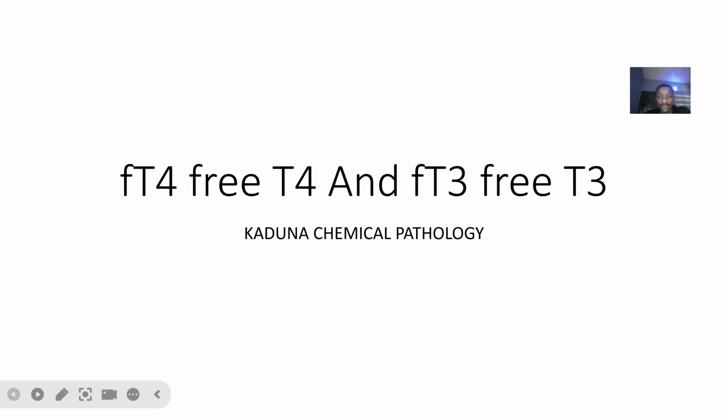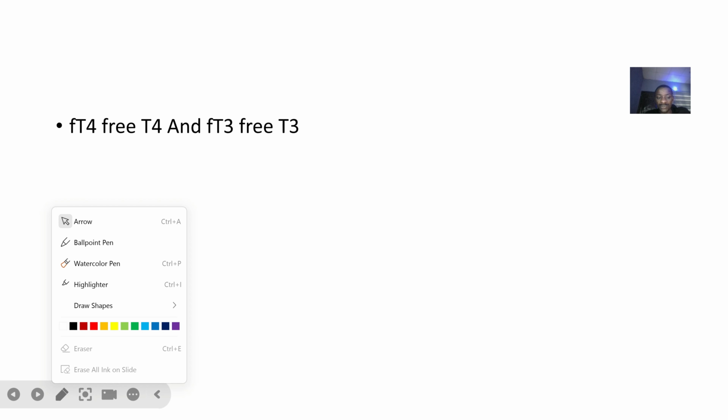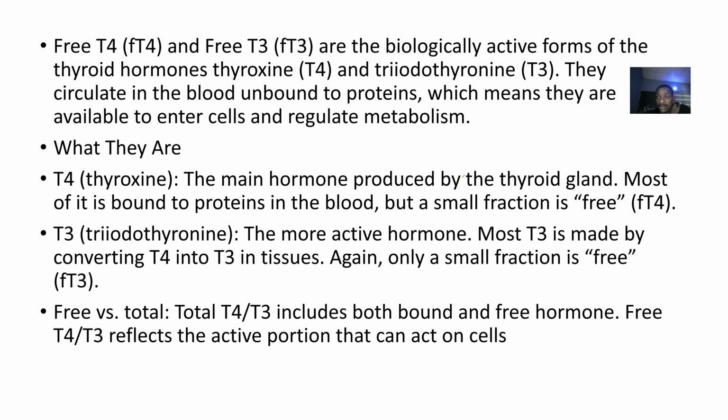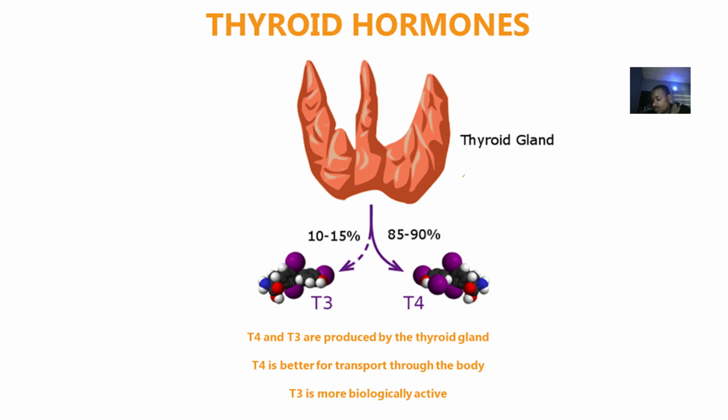Now we look at two types of thyroid hormone. This is the T4 and also the T3. So this is T4, this is T3. Try to look at these two types of hormones and also try to look at their roles.